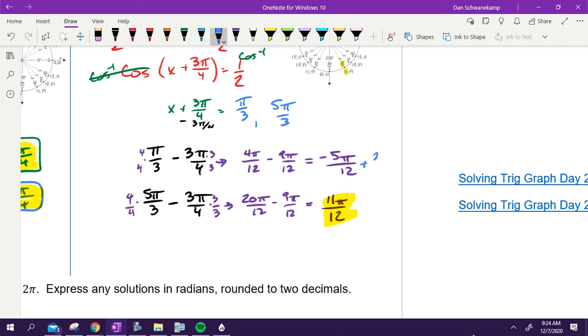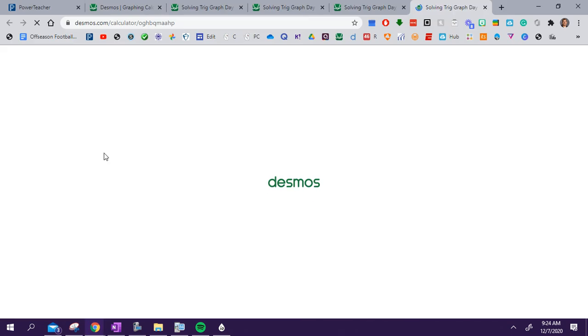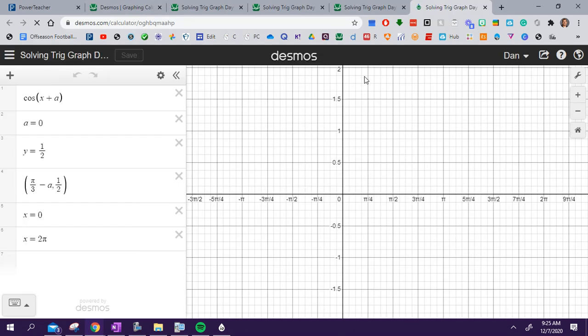Well, if I'm adding 2 pi, it's like adding 24 pi over 12. And so my new answer is going to be 19 pi over 12. That is my second answer to this question. And again, this is why I think Desmos is so important today, because I need you to get a visual of what just happened. Okay?